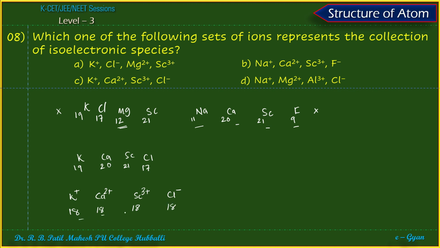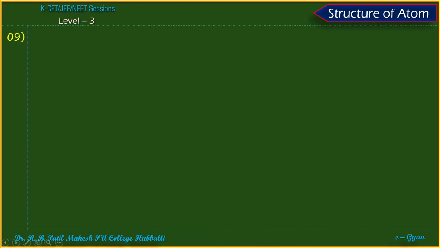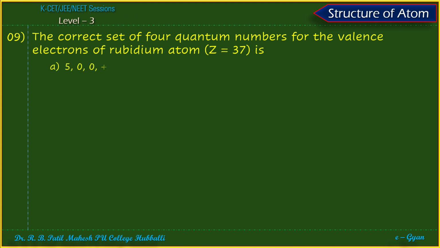So all the 4 are having the same number of electrons. Hence option C is the correct one for isoelectronic species. The given set K plus, Ca2 plus, Sc3 plus and Cl minus are having the same number of electrons. Moving to the next one, question number 9. The correct set of 4 quantum numbers for a valence electron of rubidium, atomic number 37, is.